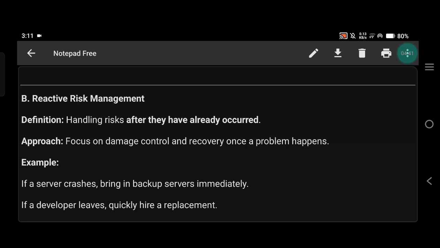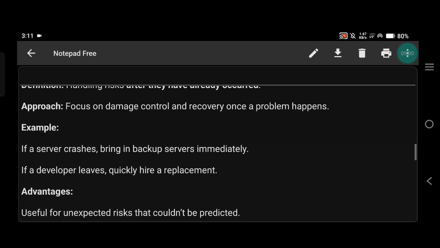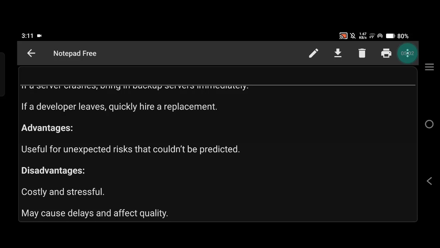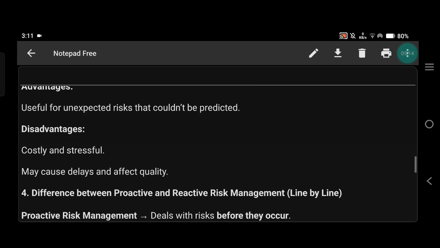Okay, B. Reactive risk management. Definition: handling risk after they have already occurred. Approach: focus on damage control and recovery once a problem happens. Example: if a server crashes, bring in backup servers immediately. If a developer leaves, quickly hire a replacement. Advantages: useful for unexpected risk that couldn't be predicted. Disadvantages: costly and stressful, may cause delays and affect quality.